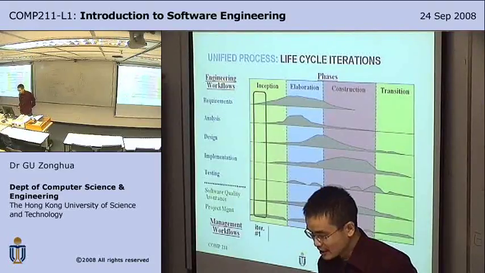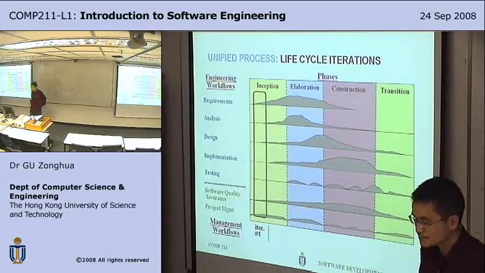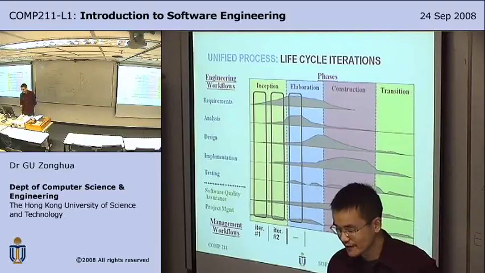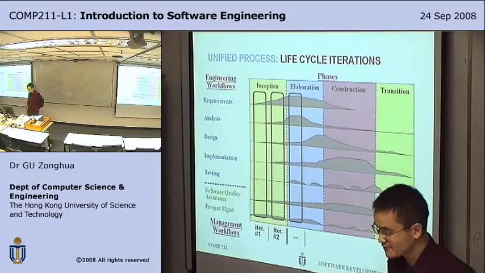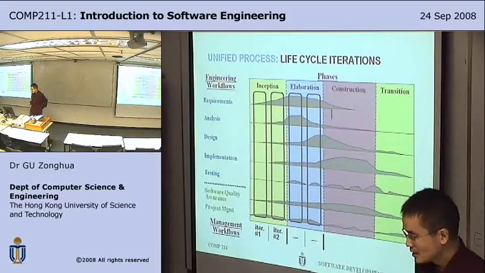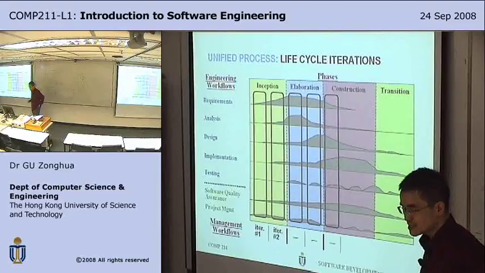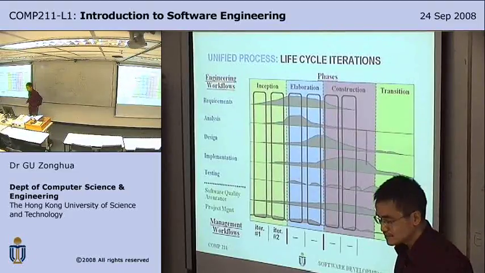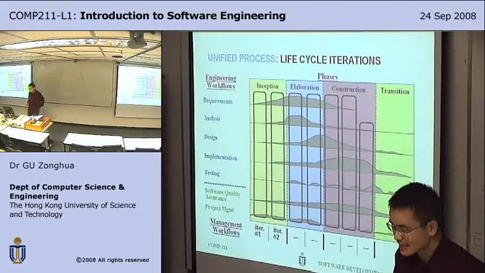So let's review the unified process. You have different iterations. You develop the system iteratively and incrementally. Each iteration is a complete round from requirements down to design, implementation, testing, and software QA and management.